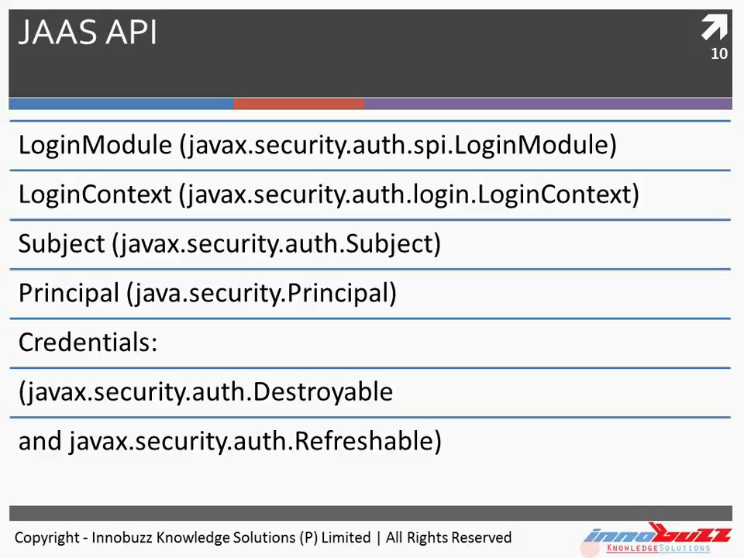Suppose that after the successful authentication of the user, you populate the subject with a secret ID with which the subject can execute some critical services, but the credential should be removed after a specific time. In that case, one might want to implement the Destroyable interface. Refreshable might be useful if a credential has only a limited time span in which it is valid. So these are the JAS APIs, important APIs.